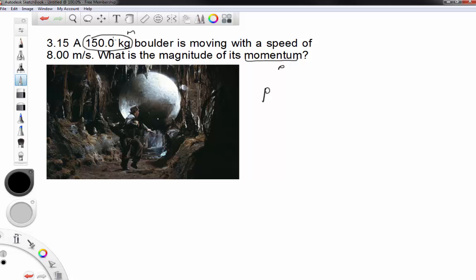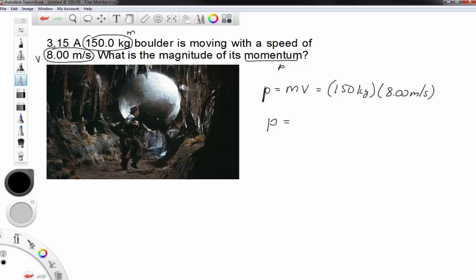The mass right here is 150 kilograms, and the speed is 8 meters per second. So momentum is given by the mass times the speed, so that's going to be 150 kilograms times 8 meters per second. There's 4 sig figs here, but only 3 here, so we're going to end up with 3 significant figures by the time we calculate all this.